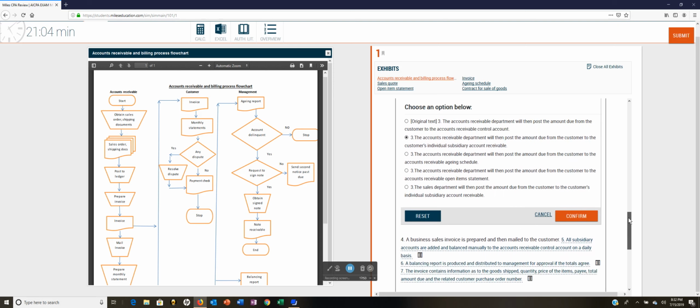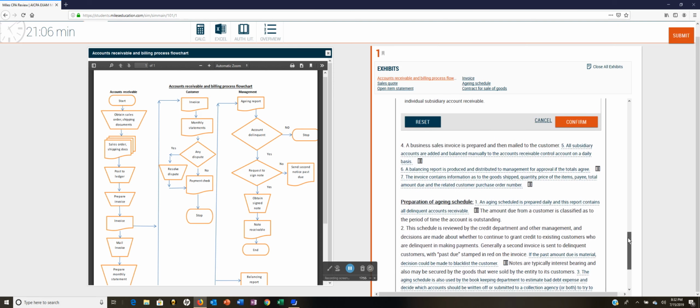All right? Boy, I hope we're getting them right. Let's go on to the next one. So now the letter itself says a business sales invoice is prepared and mailed to the customer, and that's not one of the line items that we're asked to check to see if it's correct. But this next one is.